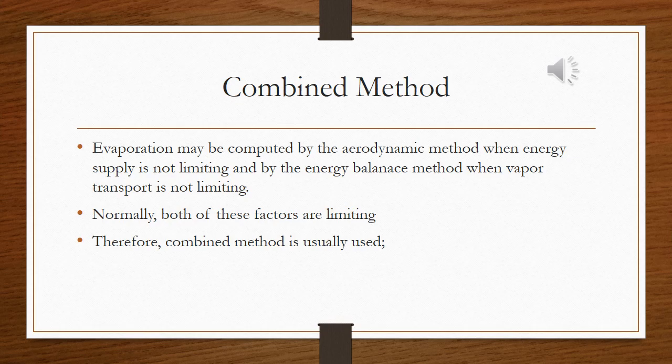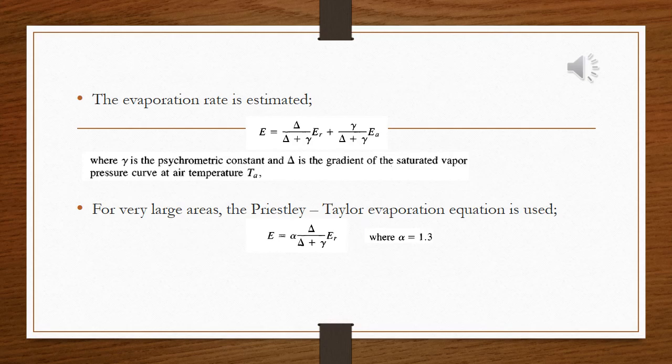Therefore they developed or improved a combined method. The combined method is very commonly used to find the evaporation rate. In this combined method, the evaporation rate is estimated as E equal to delta over delta plus gamma times the radiation term, the evaporation rate from the energy balance, plus gamma over delta plus gamma times the aerodynamic model evaporation rate.